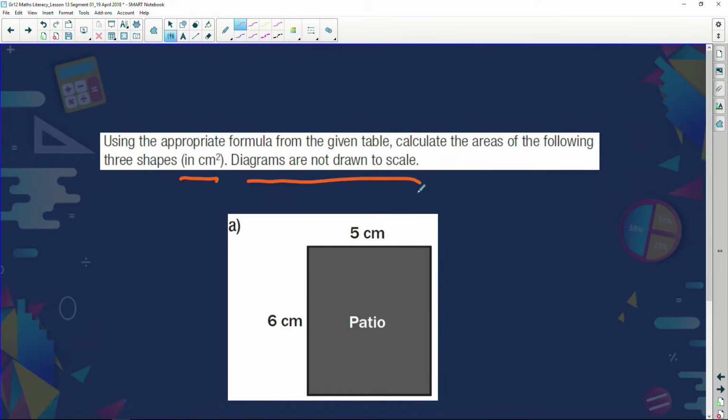Now, when I look at the shape, I have a rectangular shape. I know that area for any rectangle is length times my breadth, or length times my width.